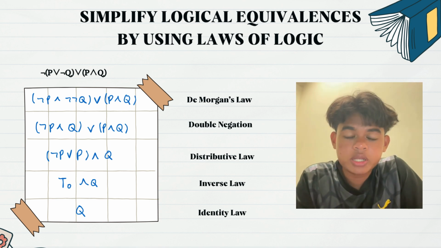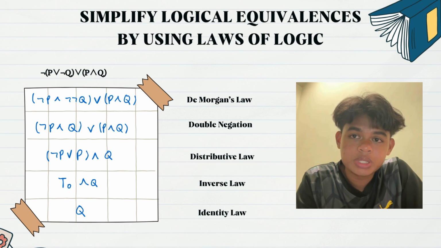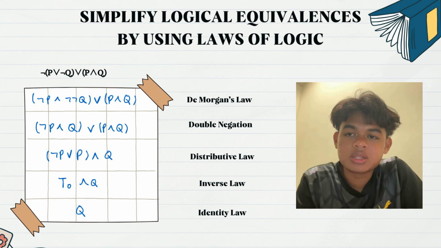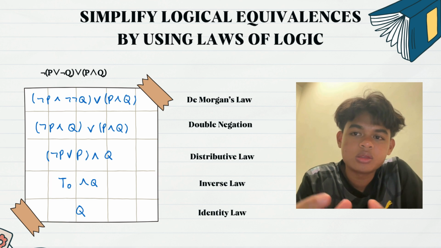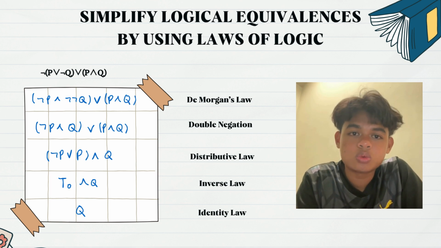Hello, I will be explaining about simplifying logical equivalences using laws of logic. So, for example, the logical equivalence: not (P or not Q) or (P and Q). So first thing first, we can apply De Morgan's law here by expanding the negation in front of P or not Q, which will result in (not P and not not Q) or (P and Q).